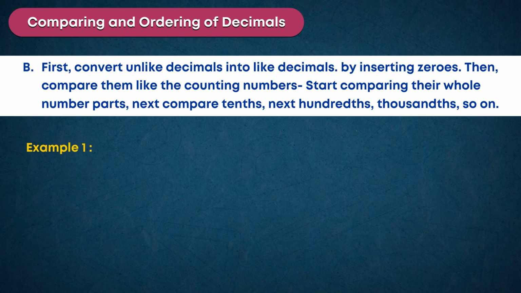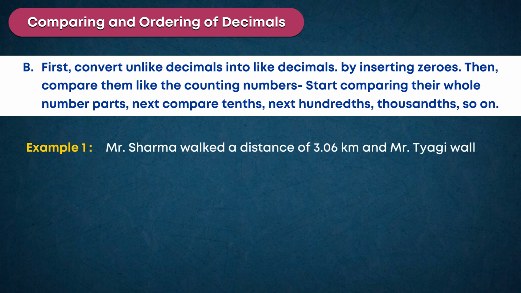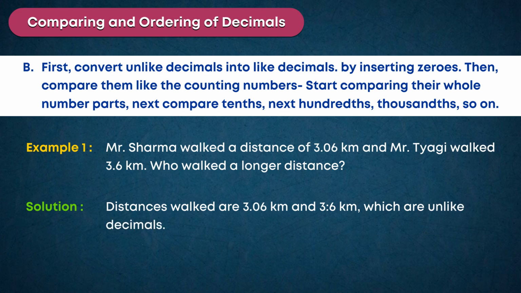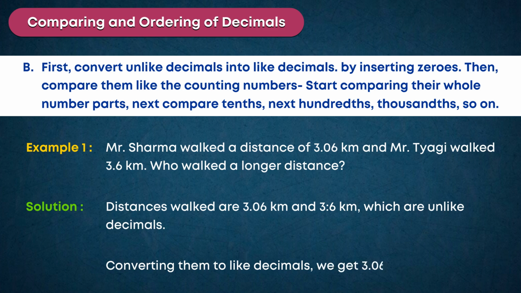Example 1. Mr. Sharma walked a distance of 3.06 kilometers and Mr. Tyagi walked 3.6 kilometers. Who walked a longer distance? Solution. Distances walked are 3.06 kilometers and 3.6 kilometers, which are unlike decimals. Converting them to like decimals, we get 3.06 kilometers and 3.60 kilometers.